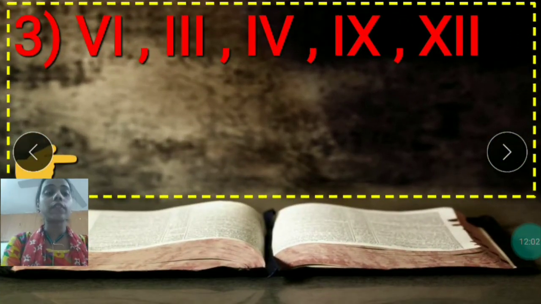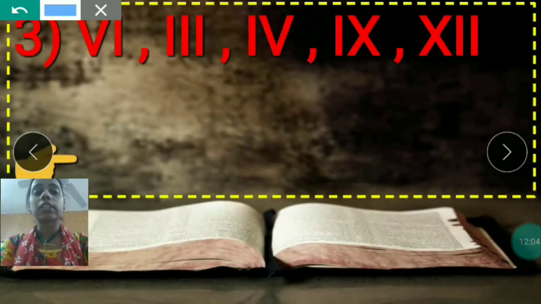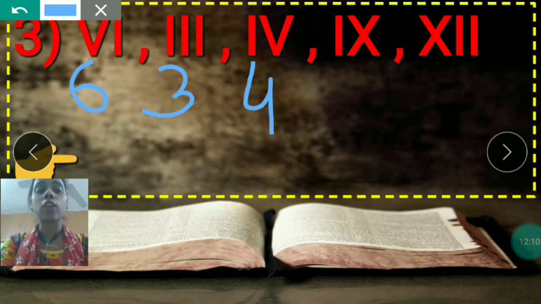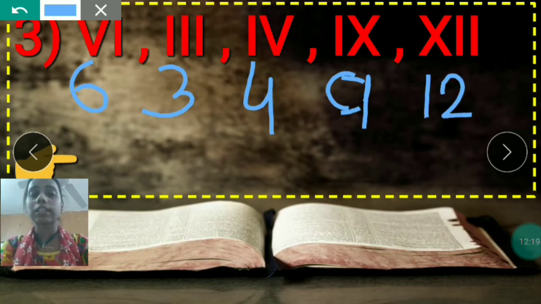So, here student, we will see the value. Here it is 6, 5 plus 1, 6. Here it is 3. Here it is 4. And what is the value of IX? That is 9. X value is 10. So, 10 plus 1, 11. 11 plus 1, 12. Now, again, we have to arrange in descending order.